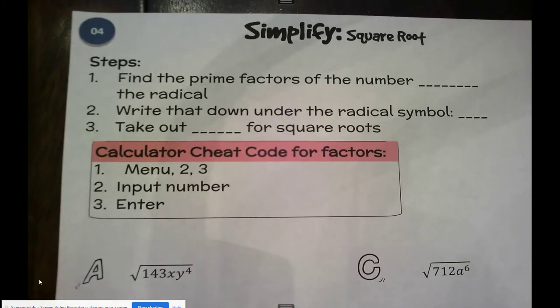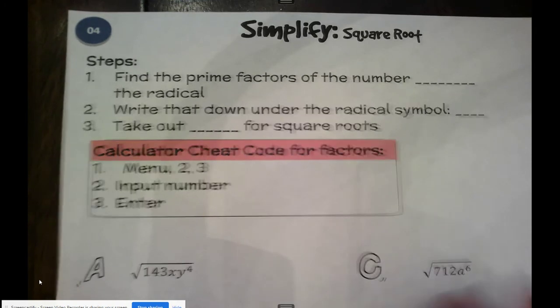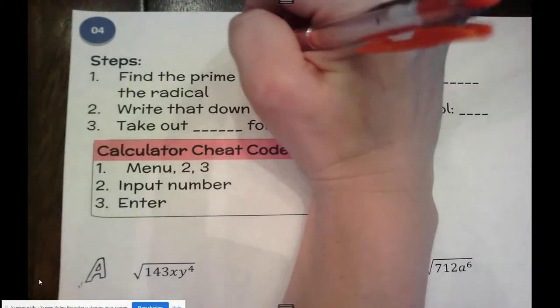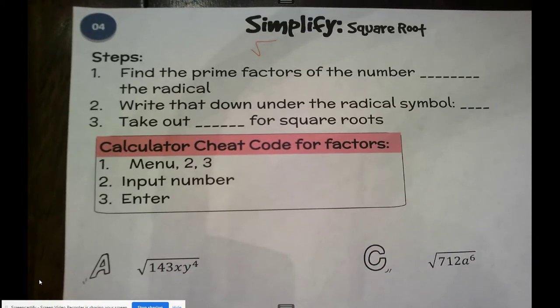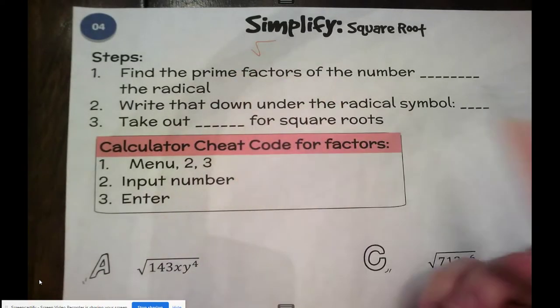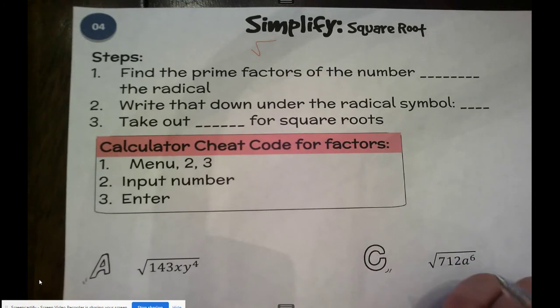Let's simplify our square roots. We've already done this before, so this is just a quick refresher. Remember, our square root is anything underneath our radical symbol. And if there's no numbers, we're looking at pairs. So here's our quick steps.